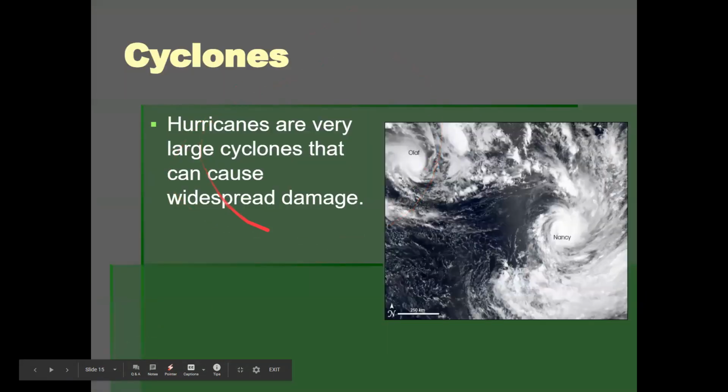Now, what are giant cyclones? Giant cyclones we call hurricanes, okay? So what's happening here is there is a very, very low pressure in the center. Actually there are two hurricanes listed here. There's one right here and there's one right here. And we can see those spiraling clouds, right?